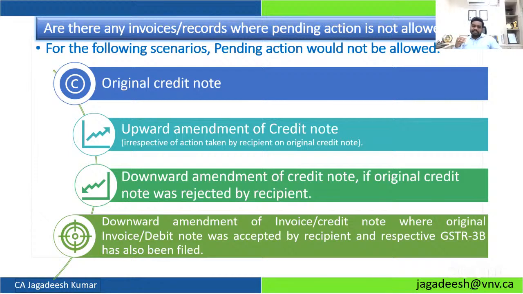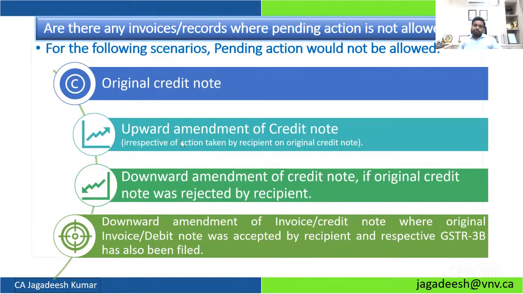So that's the reason. If I reject the credit note, that liability will get added to the supplier's liability in the next month's 3B. So if I am rejecting it, that liability will get added to my supplier in the next month's 3B. Okay. So in order not to lose the revenue of the government, that's the reason they have put this restriction.